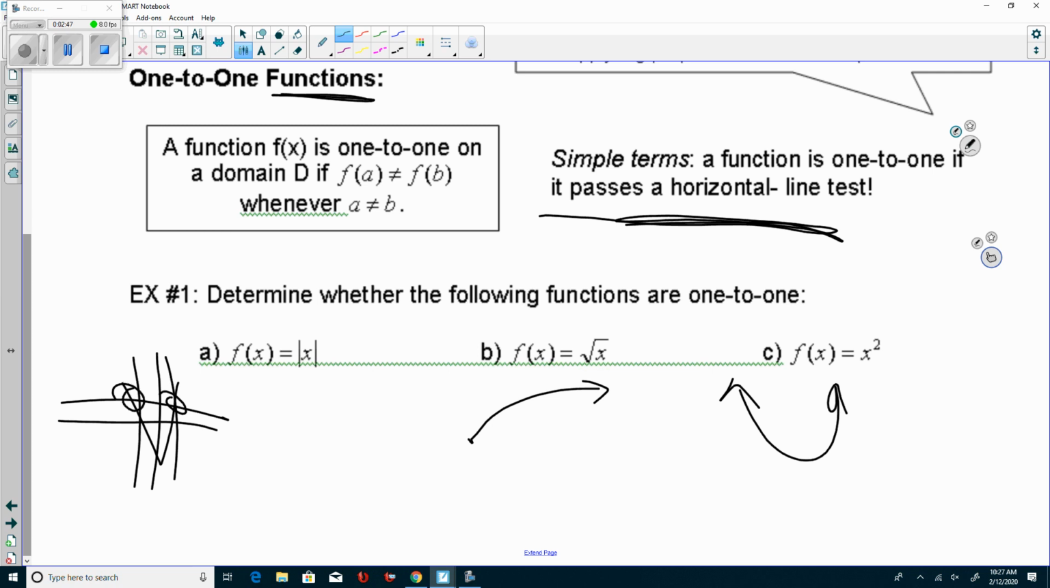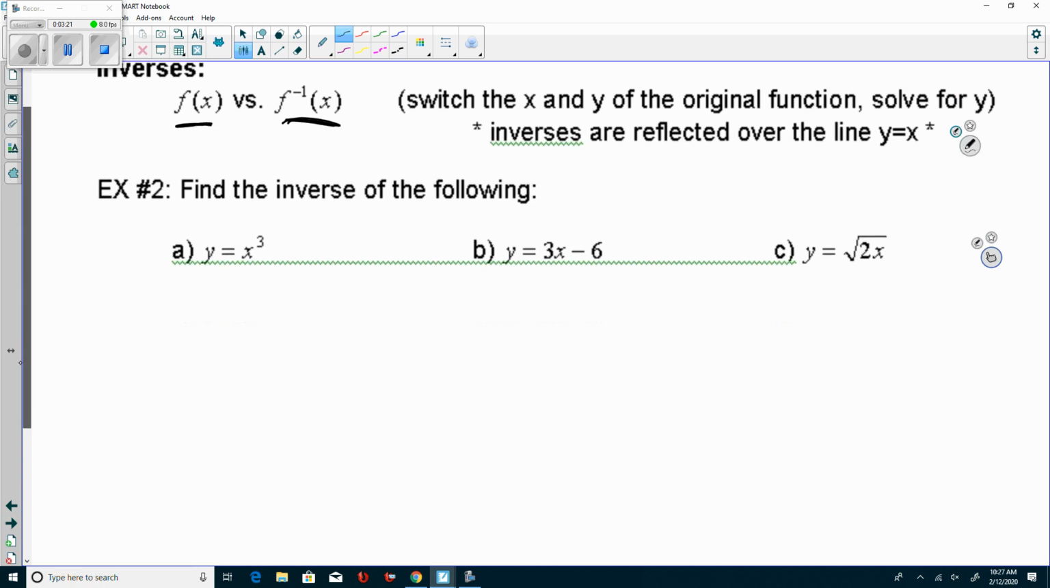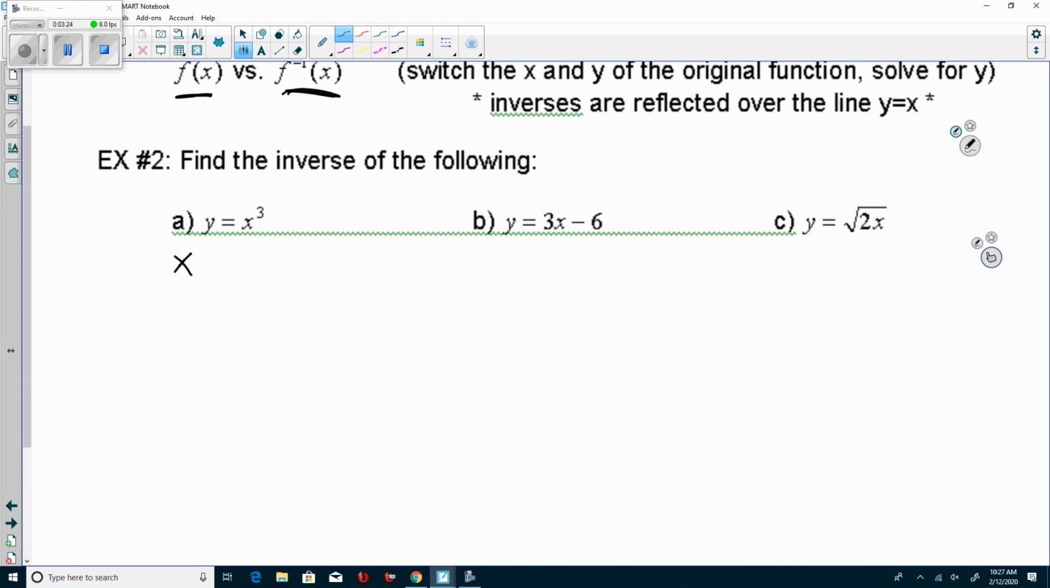You know? All right, so one-to-one? No. Okay, so we have a no, yes, no. All right, so there's your review on one-to-one functions. Okay? Inverses. So with your inverses, remember your original f of x, sometimes you'll say like y prime. What do you do? Switch the x and the y and solve for y. Inverses are reflected over the line y equals x. So if I want to find the inverses of the following, you switch the x and y, solve for y.